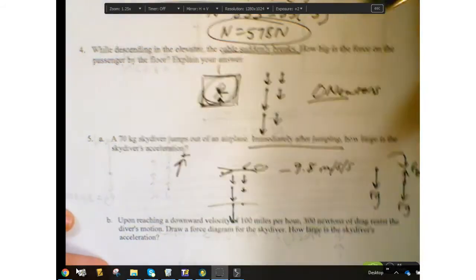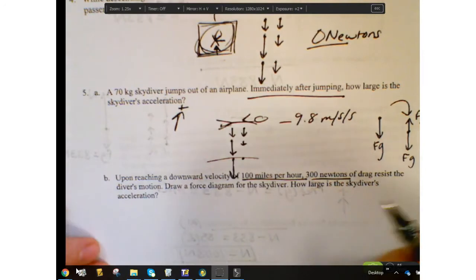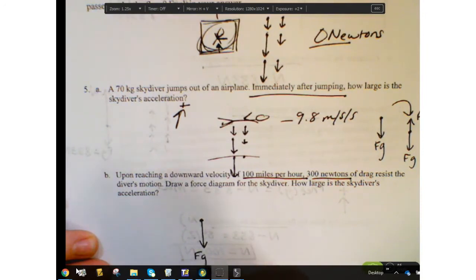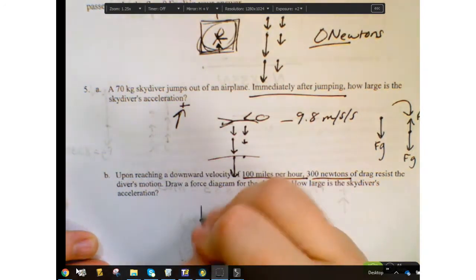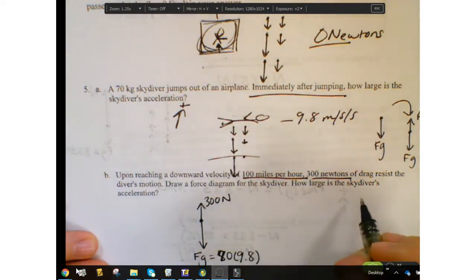Part B, upon reaching a downward velocity of 100 miles per hour, 300 newtons of drag resist the diver's motion. Draw a force diagram. So we have a force of gravity here, which is going to be equal to 70, because that's my mass, times 9.8. And we're going to have 300 newtons of drag here. How large is the skydiver's acceleration?